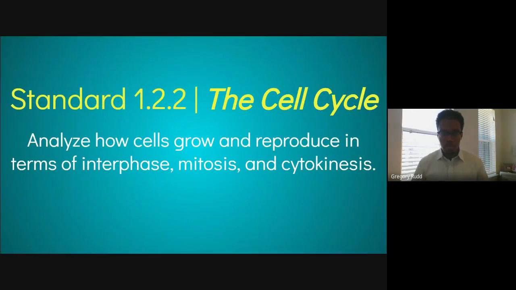All right. So we've got two standards in Unit 3 that are tested on the end of course exam. We've got standard 1.2.2, and we also have standard 3.2.1, which we'll talk about later in today's lesson. But standard 1.2.2 is all about the cell cycle. And it states that students should be able to analyze how cells grow and reproduce in terms of interphase, mitosis, and cytokinesis. So what you'll also notice today is that I don't highlight anything. I'm not telling you exactly what you need to write down. It's up to you to interpret what you need to add to your notes.